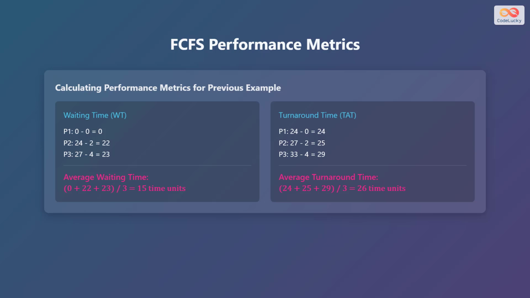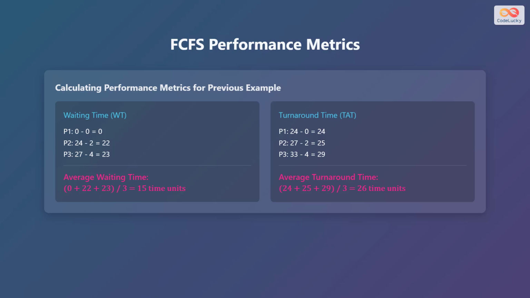Let's calculate the performance metrics for the previous first come, first served scheduling example. First, we will calculate the waiting time, indicated as WT, for each process. For process 1, it is 0 minus 0, which equals 0. For process 2, it is 24 minus 2, which equals 22. For process 3, it is 27 minus 4, which equals 23. Therefore, the average waiting time is (0 + 22 + 23) divided by 3, which equals 15 time units.